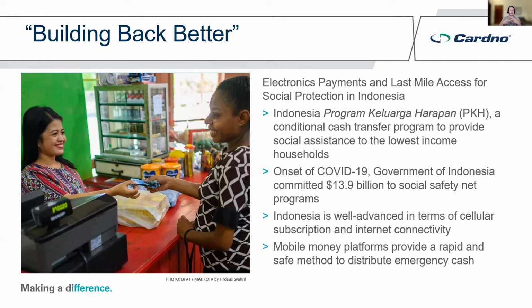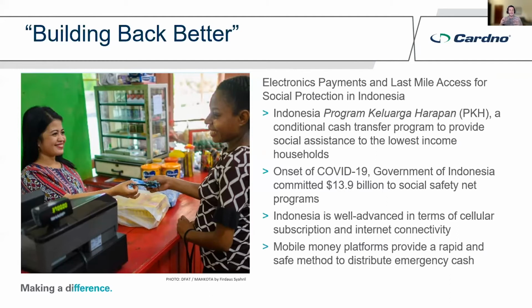I think those of us that have been using fintech and mobile money platforms, we know it's a very quick, rapid, direct and cost-effective way to do cash transfers to access funds. And this became especially prevalent in Indonesia with COVID-19, where the government of Indonesia allocated about 13.9 billion to the social safety net program. Now, Indonesia itself is fairly well advanced in terms of cellular subscriptions. About 81% of households have mobile subscriptions, and about 73% of households have internet connectivity. So a very significant portion of the population. So the reach is quite a bit greater than it would have been in Papua New Guinea.